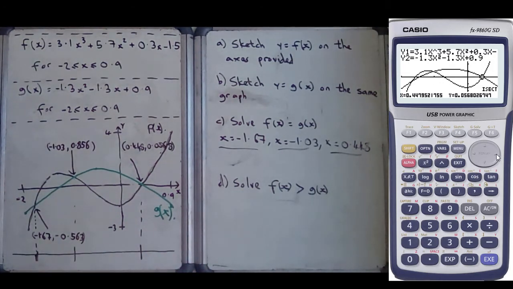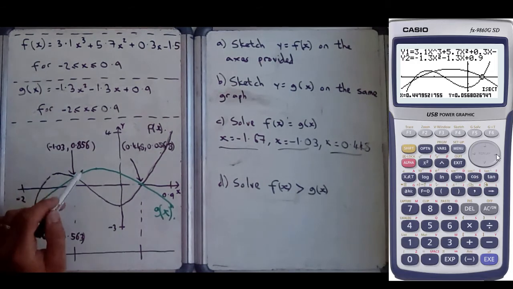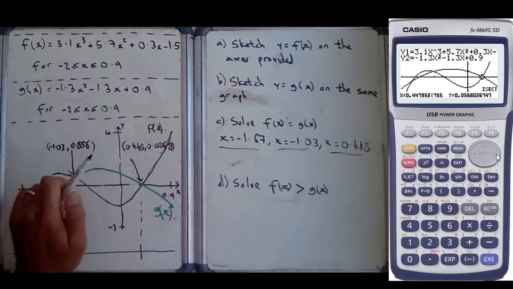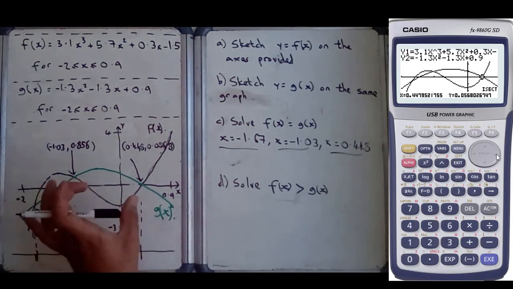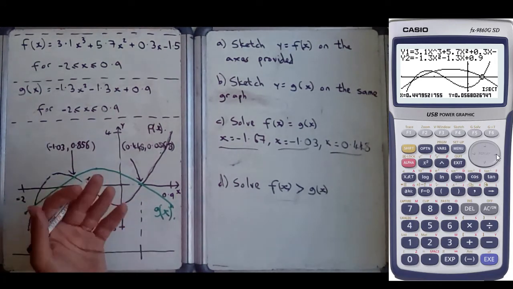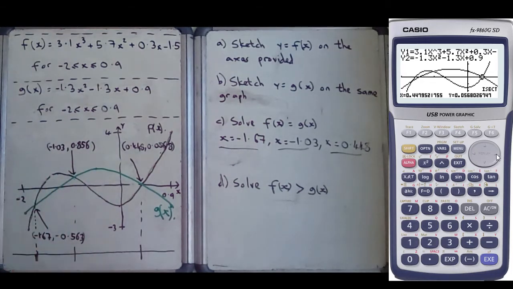If one line is higher than the other for the same x value, then that's giving a greater value. So that function is greater at that point. If it's higher over a range of x values, then it's greater than the other function for that whole range of values.